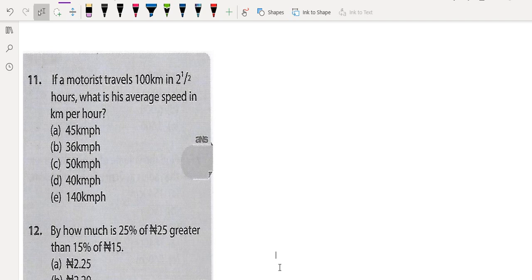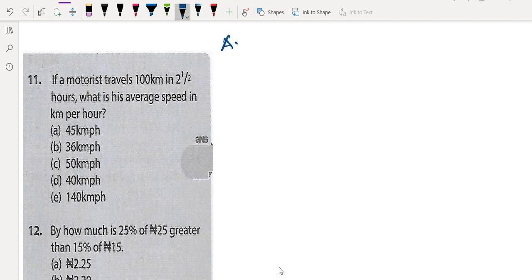What's the formula for average speed? Distance over time. Good. What's the answer? The answer is 40 kilometers per hour. Option what? D. Option D.